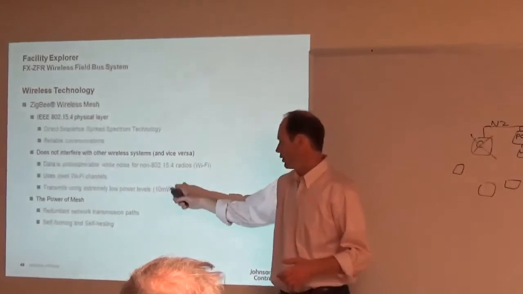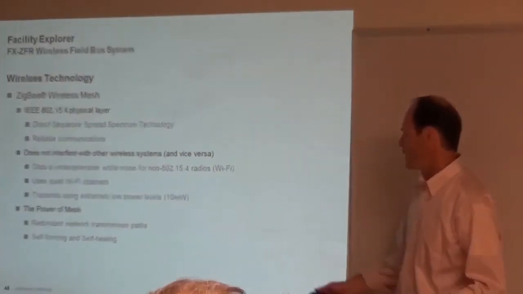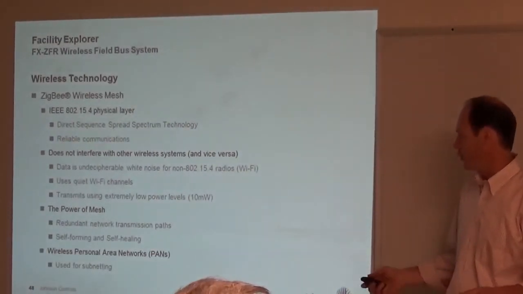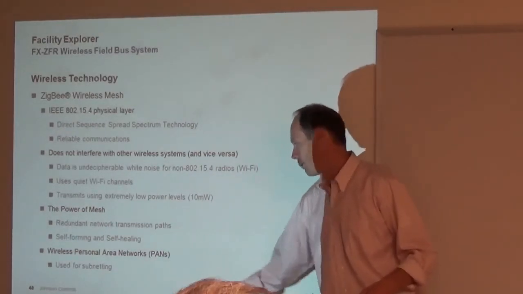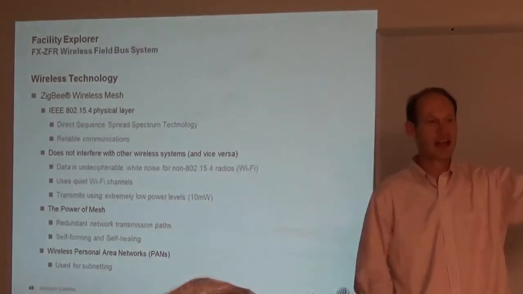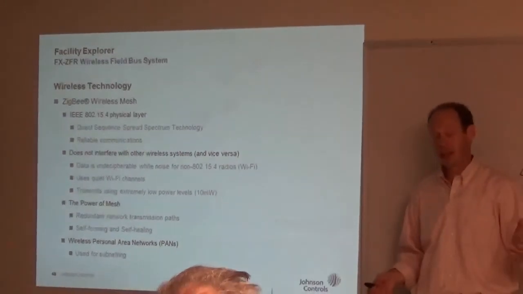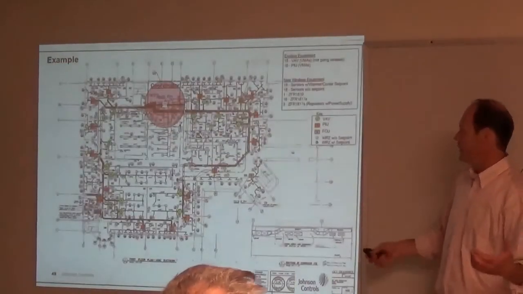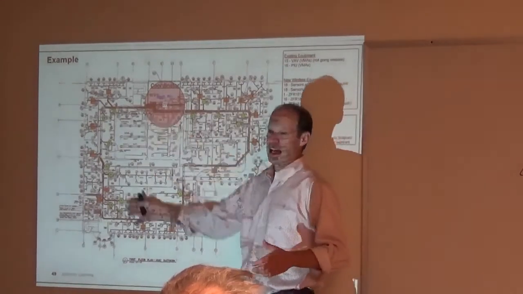Quiet Wi-Fi channels, low power levels, so that's why you get 5 years of life out of that battery, right? And it's got a redundant path, so hopefully the next picture will show you what I mean by a redundant path and self-healing. That's also personal area networks again. So I have my coordinator, I'm a personal area network here, next coordinator, personal area network there, so I know who I'm communicating to and what I'm communicating. So let's see an example. Let's say this is the floor. I didn't do this example, I'd have done it totally different, but maybe this is a big atrium, right?